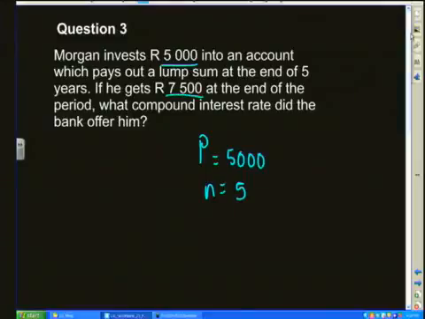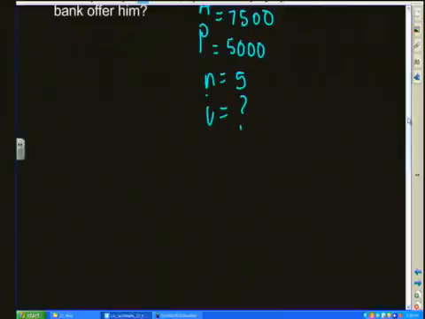If he gets 7,500 Rand at the end of that period, so A, your final amount, is 7,500, what compound interest rate did the bank offer him? So they're looking for R. Obviously, we'll work out I and then times by 100 to get R. Okay, so we're looking for I here. We're dealing with compound interest. Therefore, we need to use the compound interest formula. That implies that your interest is worked out on your original amount and any accumulated interest. The formula is A is equal to P times 1 plus I to the power of N.